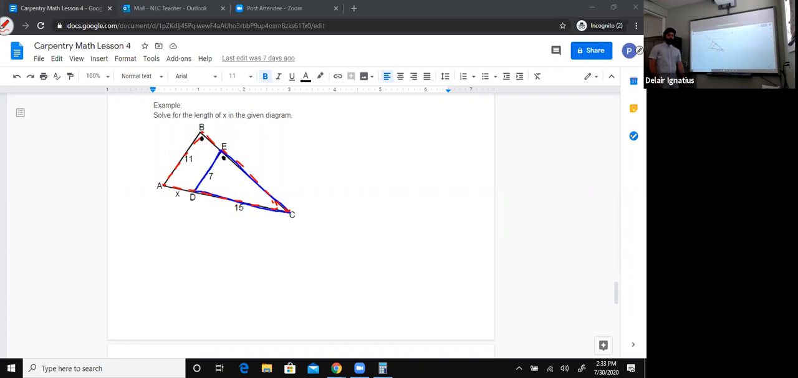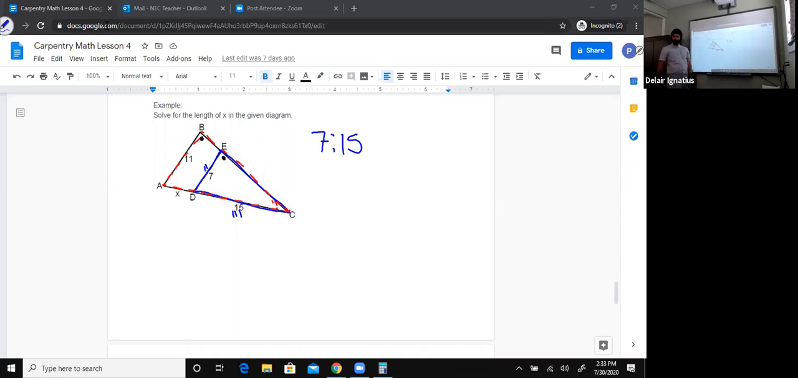Okay, those are our similar triangles. So we can take a ratio of side lengths of either one of them and set it equal to a ratio of the same side lengths for the other, if they're similar triangles. The blue triangle, we know two sides. So let's take this side to this side as a ratio. That is a ratio of 7 to 15.